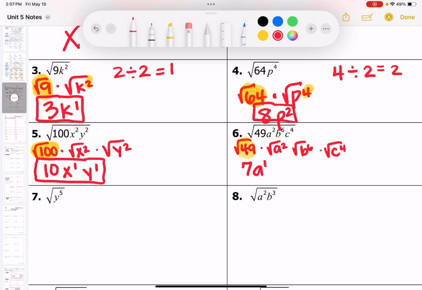B to the 6th, 6 is divisible by 2, so when I do 6 divided by 2, I get 3. Then 4 is divisible by 2, so when I do 4 divided by 2, I get 2.